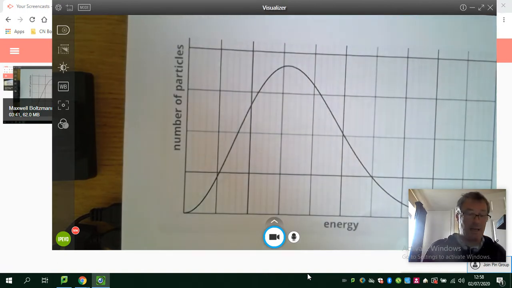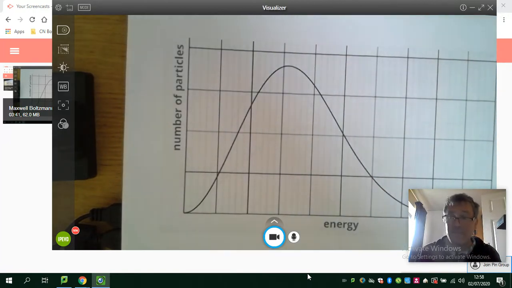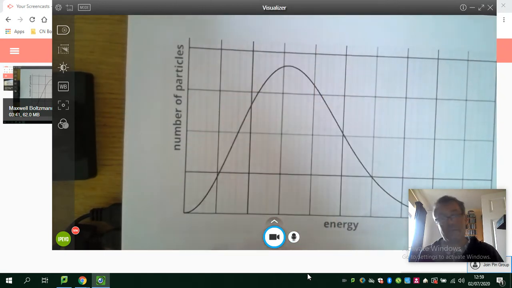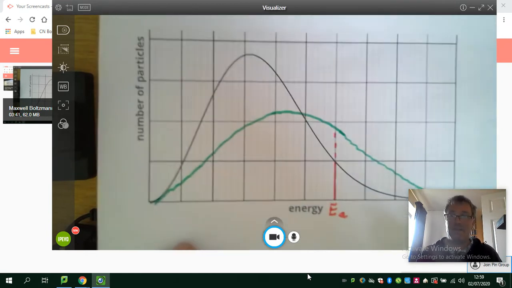So now what I want to look at is the effect of raising the temperature. If we raise the temperature, we increase the number of particles which have higher energy. So this means that this curve is going to shift and our peak is going to move to the right. So let's have a look. Here's one I made earlier.